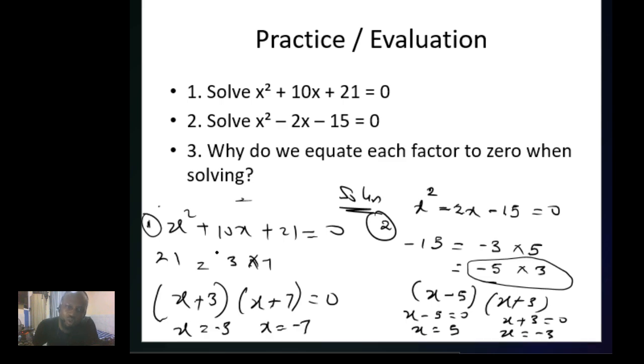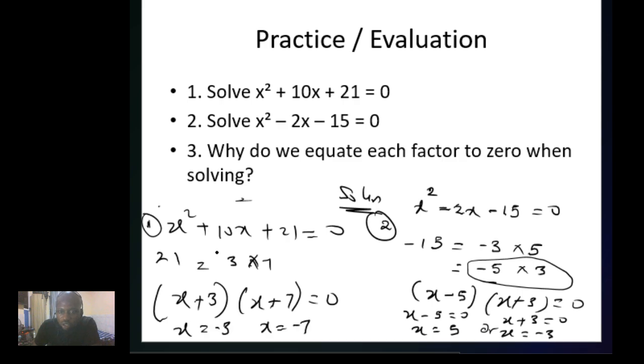We have to equate one of the factors to 0 so that we can solve for the unknown. So that's why we equate this one to 0 and solve for the unknown, and then we equate this other one to 0 and solve for the unknown. That's just it. That's why our answer is always going to involve "or", because it's either this one that is equal to 0, or this one that is equal to 0.